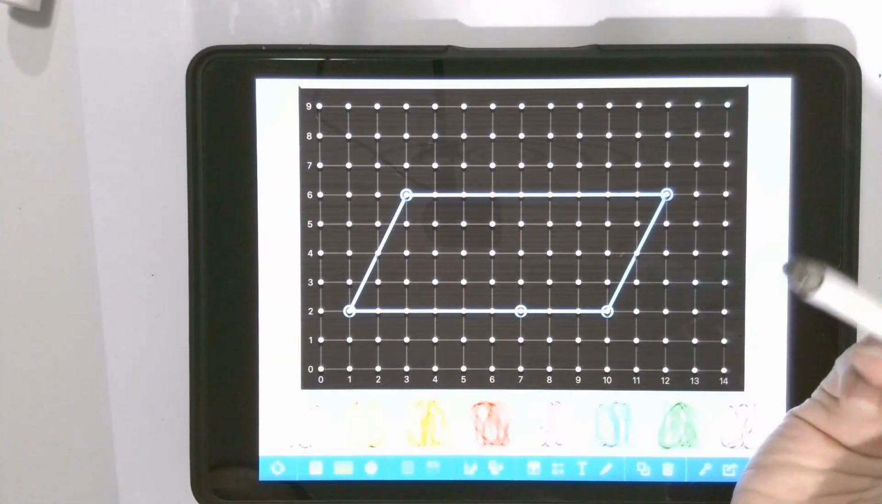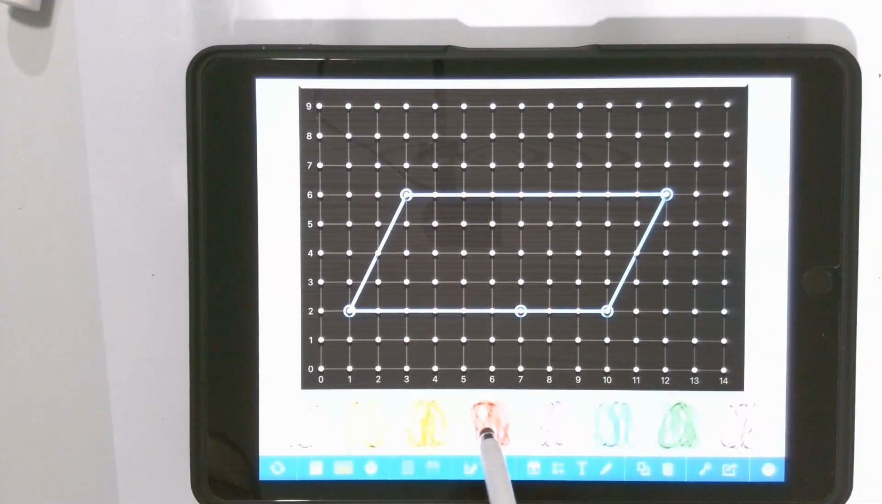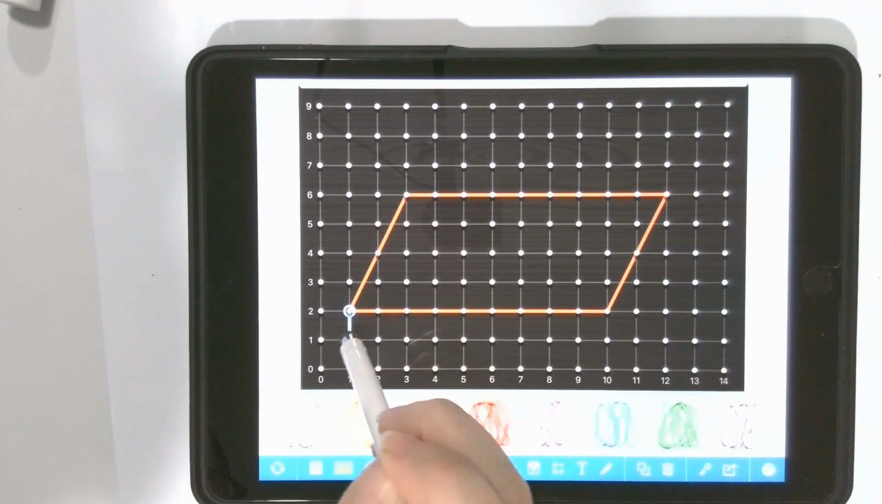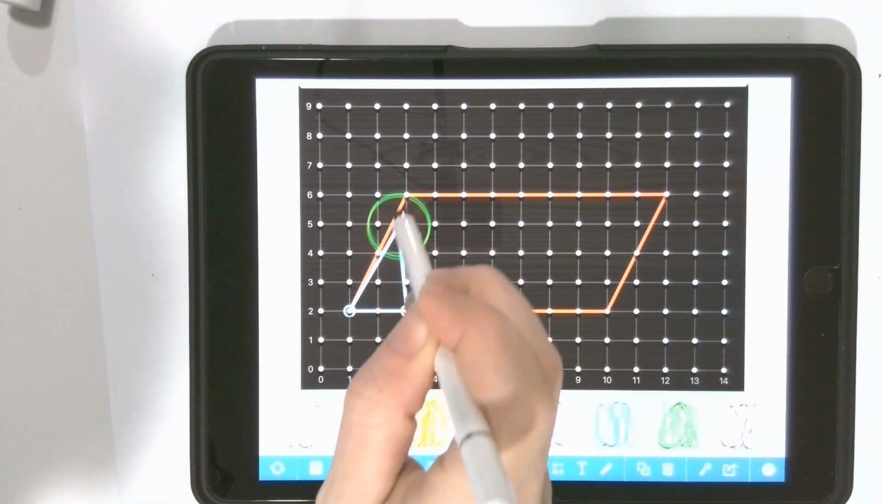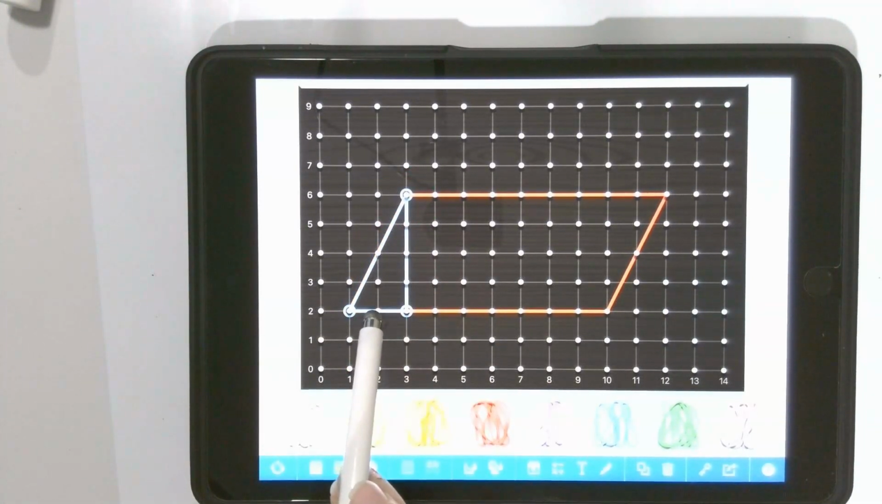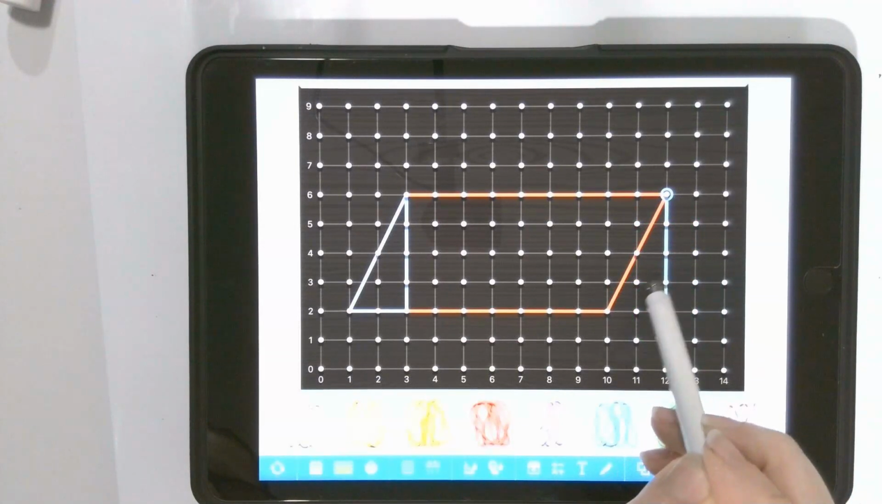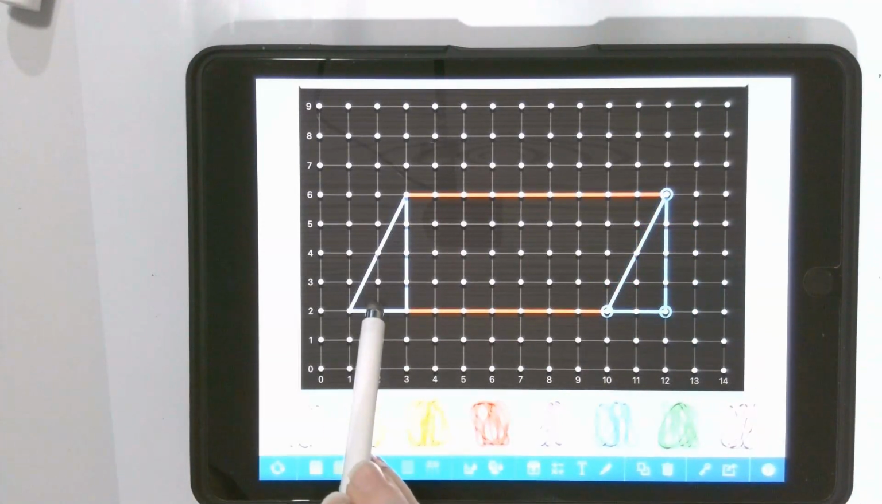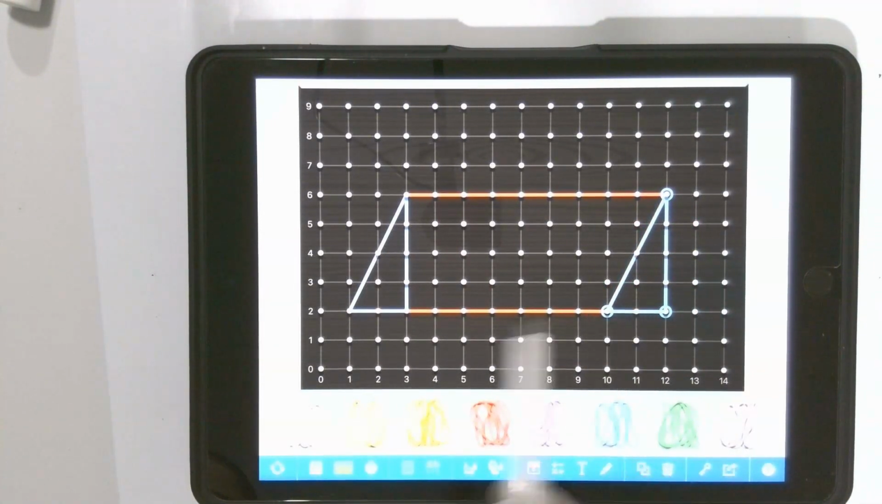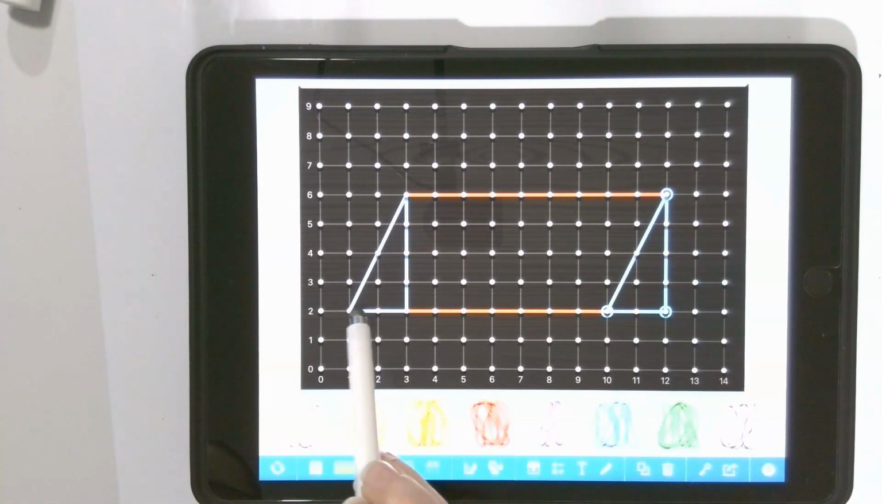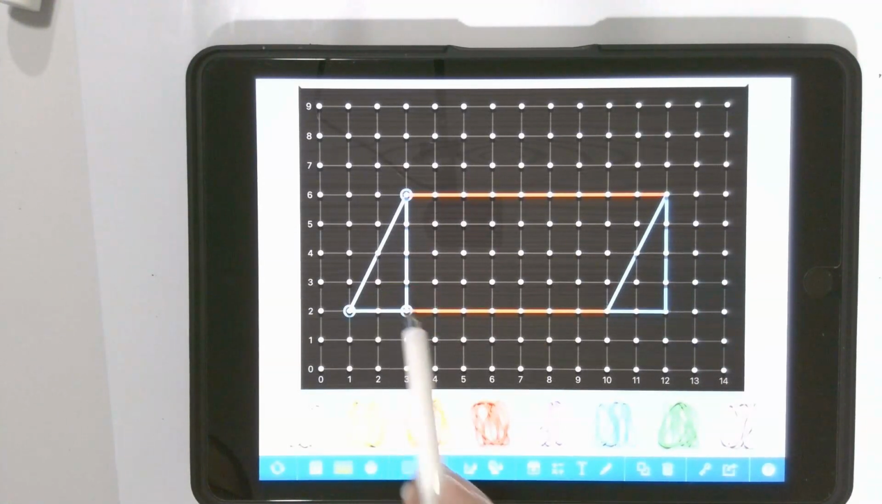So how do we find the area of this? Well, what if I were to take this little corner piece right here and put it over here? That exact shape, if I were to just move it over here, okay? If I were to do that, you can see what I would end up with.